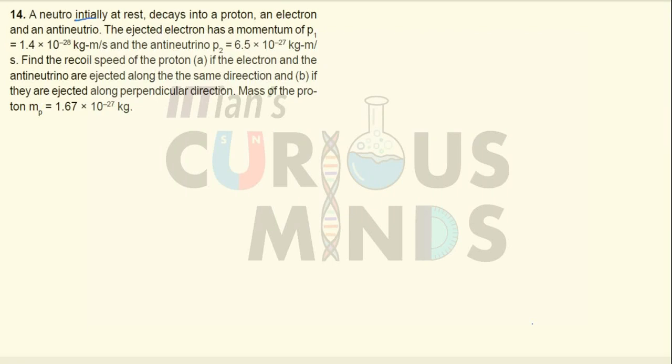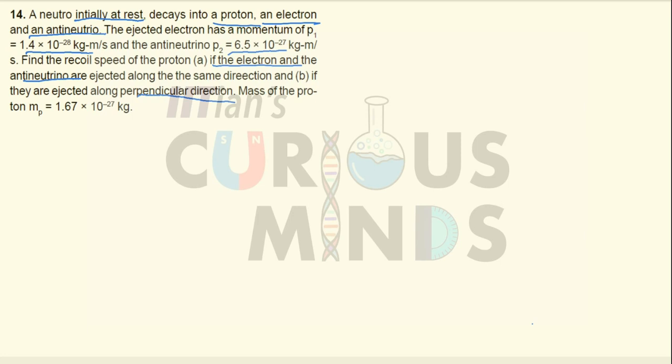A neutron initially at rest decays into a proton, an electron and an antineutrino. The ejected electron has a momentum p1 = 1.4 × 10^-28 and p2 = 6.5 × 10^-27 kg m/s. Find the recoil speed of the proton if the electron and the antineutrino are ejected, in the first case, along the same direction, and in the second case, perpendicular to each other.